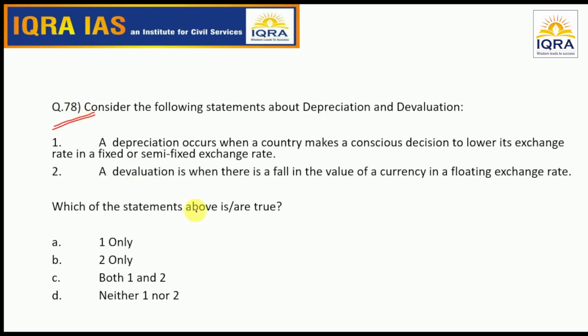Question number 78. Consider the following statements about depreciation and devaluation. Depreciation occurs when a country makes a conscious decision to lower its exchange rate. Okay, devaluation. So in both the statements, the definitions are exchanged. So this is basically depreciation and this is devaluation. Correct answer is D.